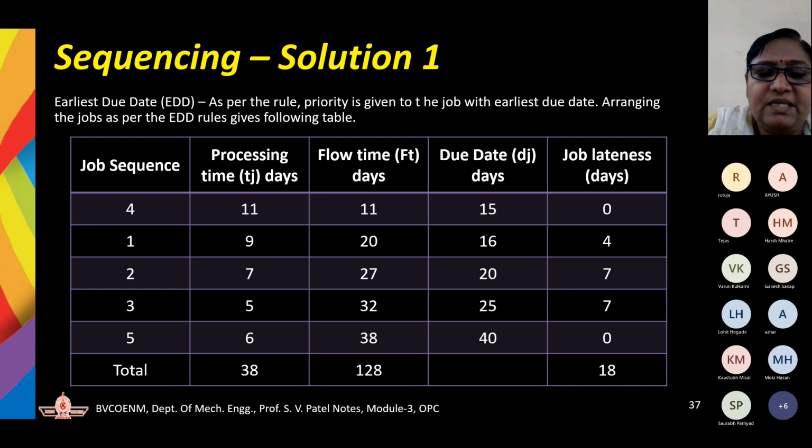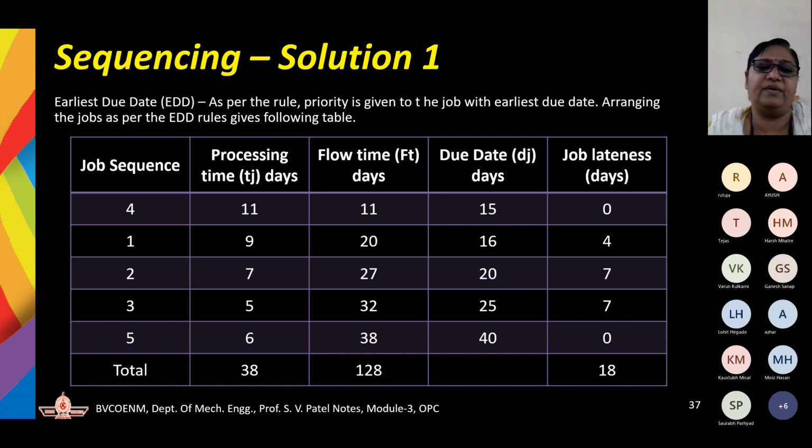Next job is job number 2. It requires 7 days to process. So 20 plus 7, it is 27. After the 27th day, jobs 4, 1 and 2 are completely over with their processing. But job number 2 has a due date of 20. So how many days is it going to be late? That is 27 minus 20, 7 days. Now job number 3, processing time is 5. 27 plus 5, 32, but the due date is 25. So 32 minus 25, it is 7 days late, right?